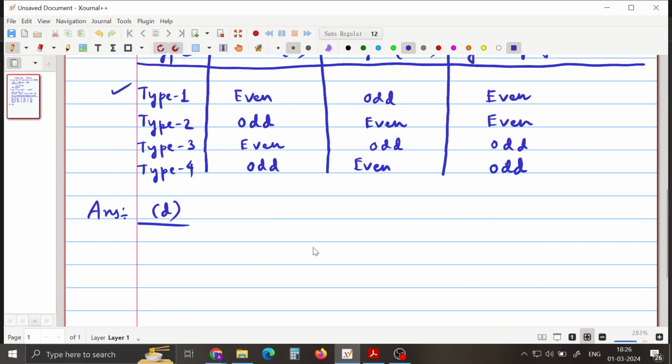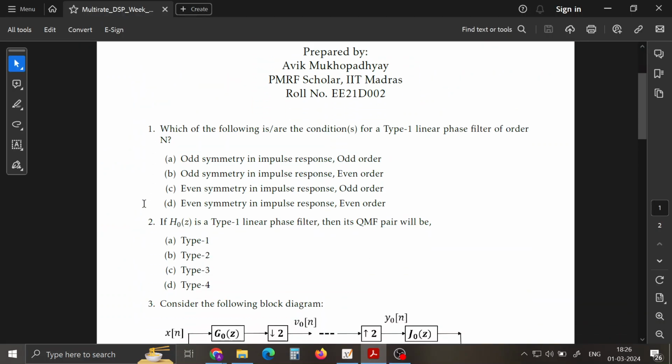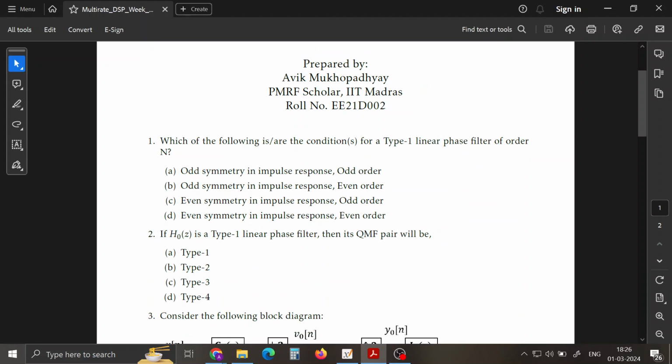Right. So now moving to the second one. I'm assuming the first was straightforward. Now read the second one. In the second question, we are given that capital H0(z) is a type 1 linear phase filter. We just saw the conditions for a type 1 linear phase filter in the first question. Then its QMF pair will be of what type? Whether it's type 1, type 2, type 3 or type 4.